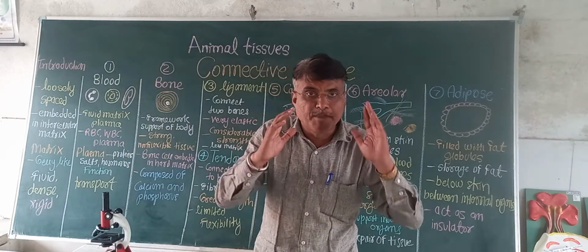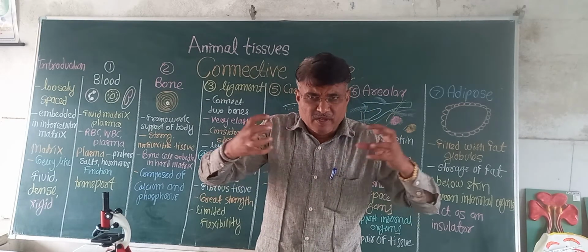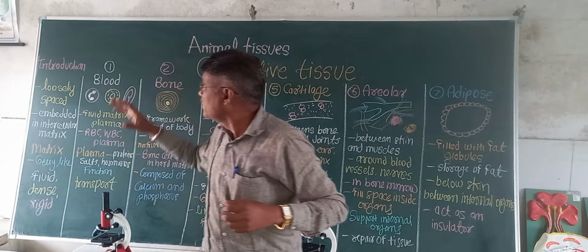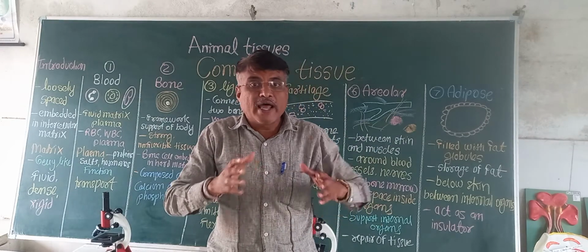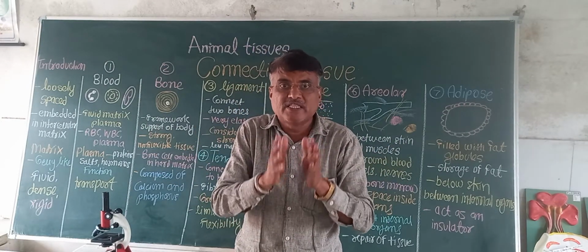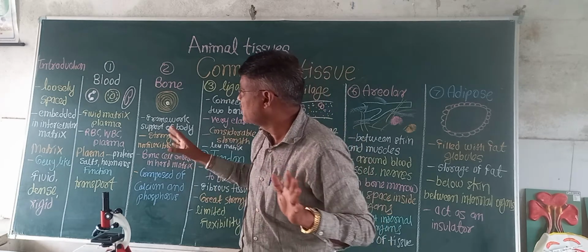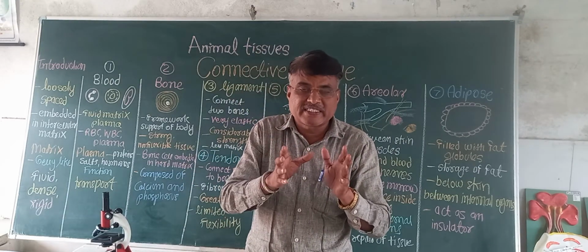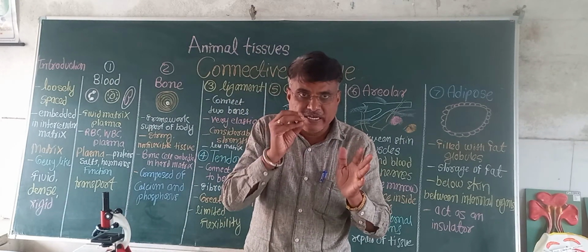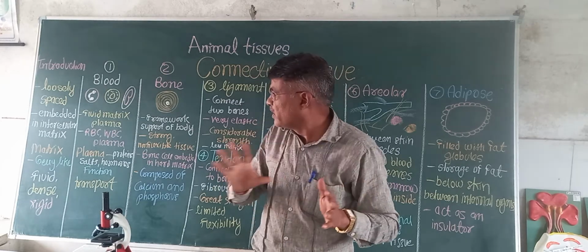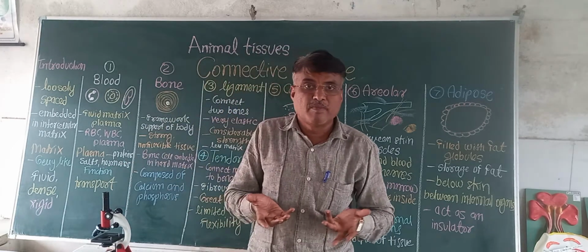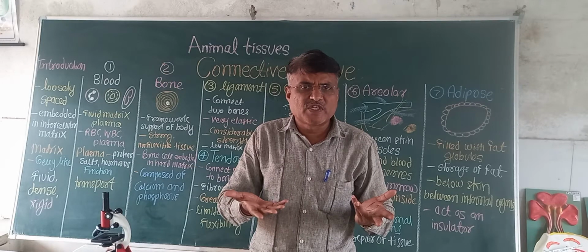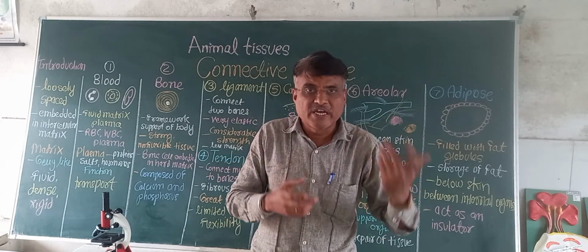We have seen the epithelial tissue that is compactly packed, but these connective tissue cells are loosely spaced, and they are embedded in the matrix. Matrix is the part, just like cytoplasm, present in this connective tissue. This matrix may be fluid type, jelly type, or dense. Different types of matrix are present in different types of connective tissue.